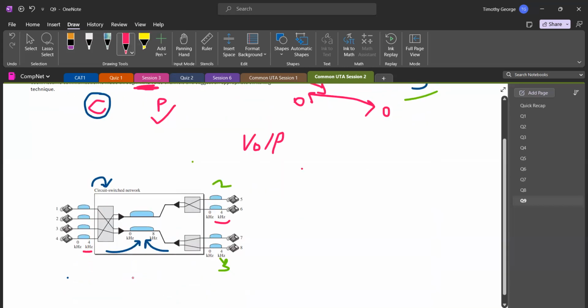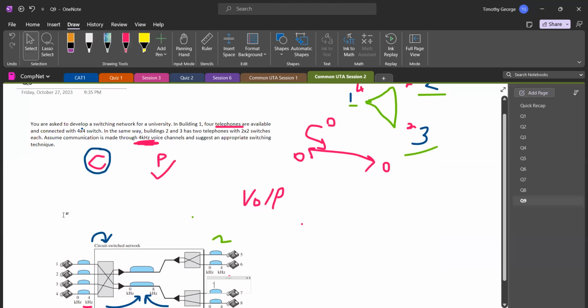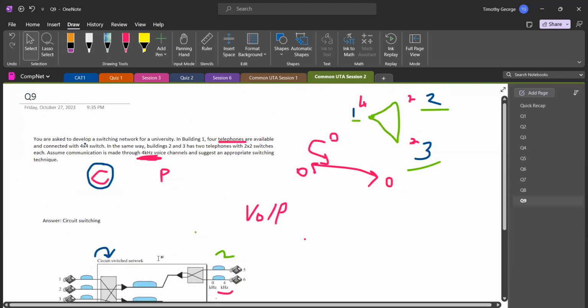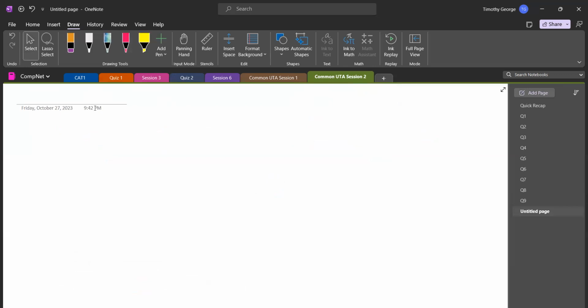Yeah, that is all in this question. So let me write the answer here. So it's not packet switching. So answer: circuit switching. And I'll share this document after this class, this session. Okay, let's move on. So I think this might be our last question.